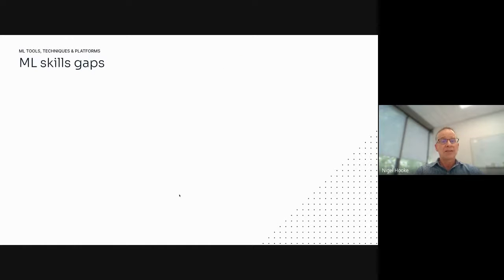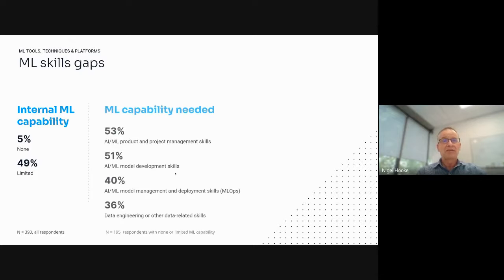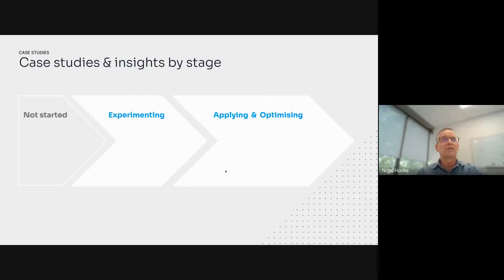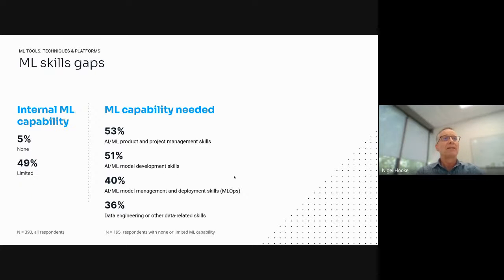Now, Kirsty has already talked about the fact that 54% of respondents reported a lack of in-house machine learning skills. In fact, 5% reported having no skills and 49% said they had limited skills. We asked respondents specifically which kinds of skills they were lacking, allowing them to select from more than one option. And what we found was really a broad-based response indicating that there were gaps in multiple areas of skill.